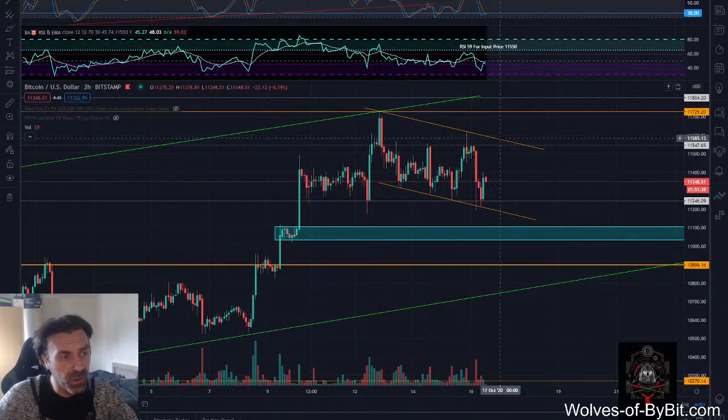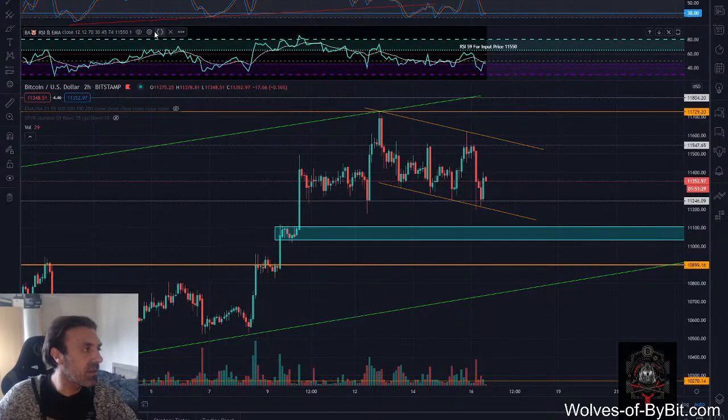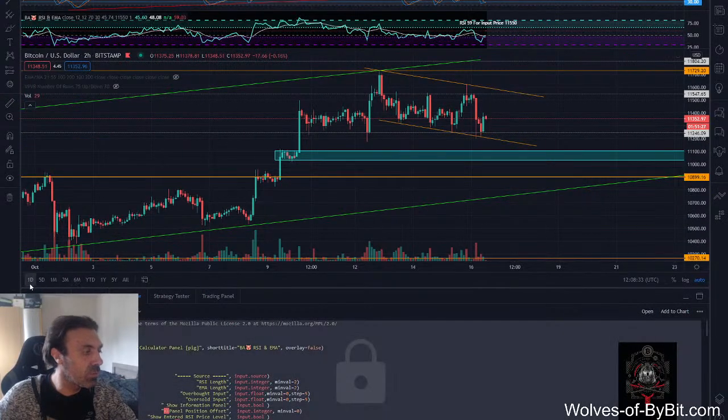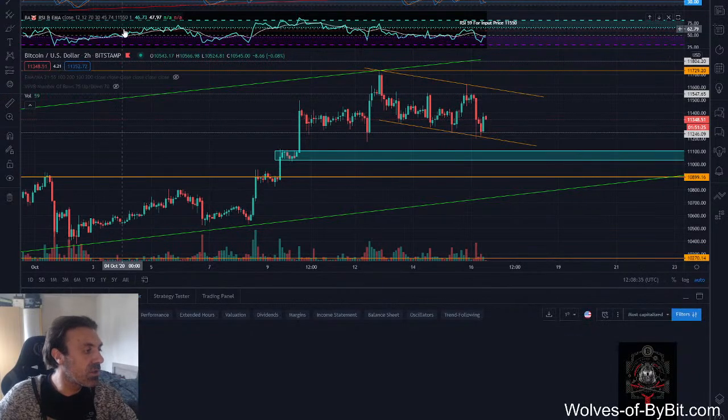If we would go to, let's say here, the upper side of the range, let's call it 1180. Let's just enter it. Let's just enter. Let's leave this.